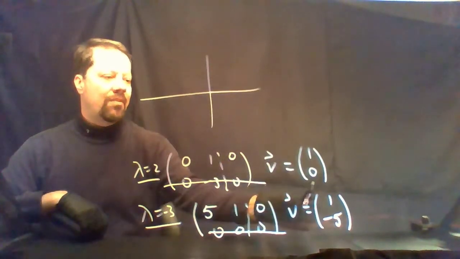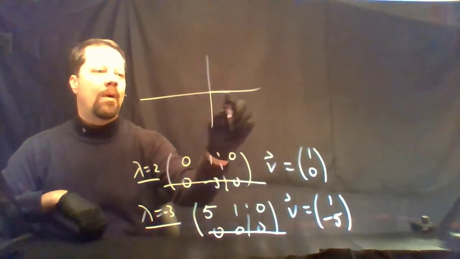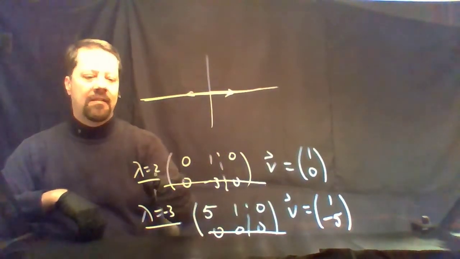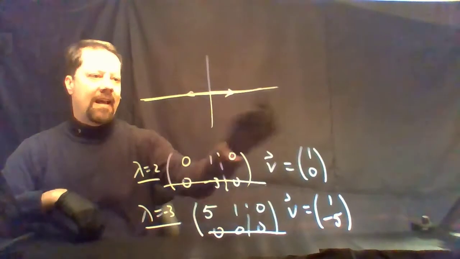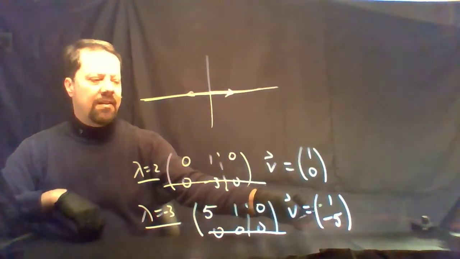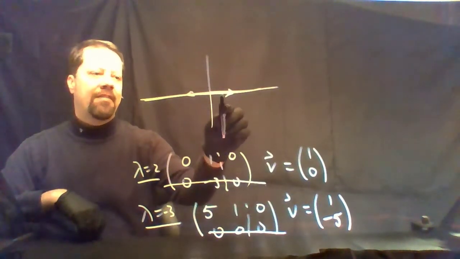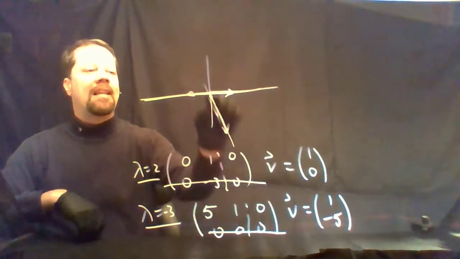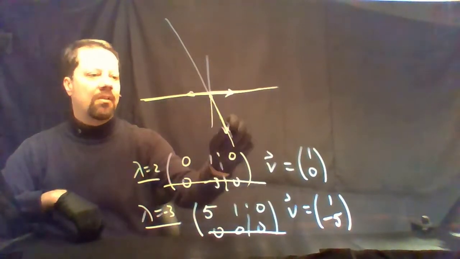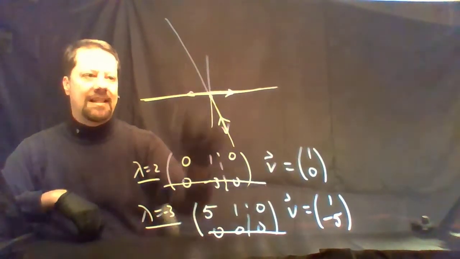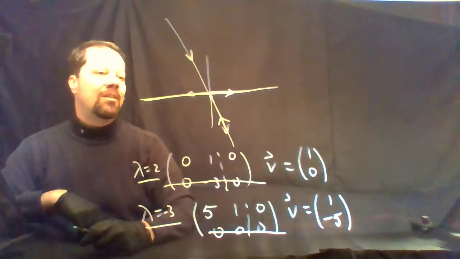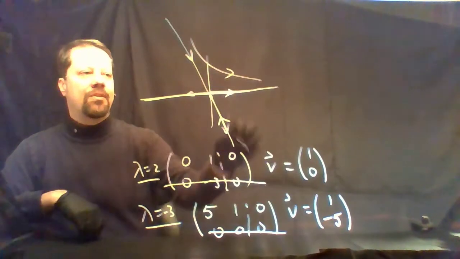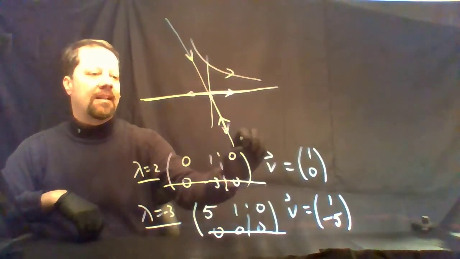Okay, so along the direction 1, 0, we're going to have exponential growth along that x-axis. The other eigenvector is 1, negative 5, pointing down here. So along that line, solutions are going to exponentially decay in towards the origin. So the solutions off of those two lines will look something like this.